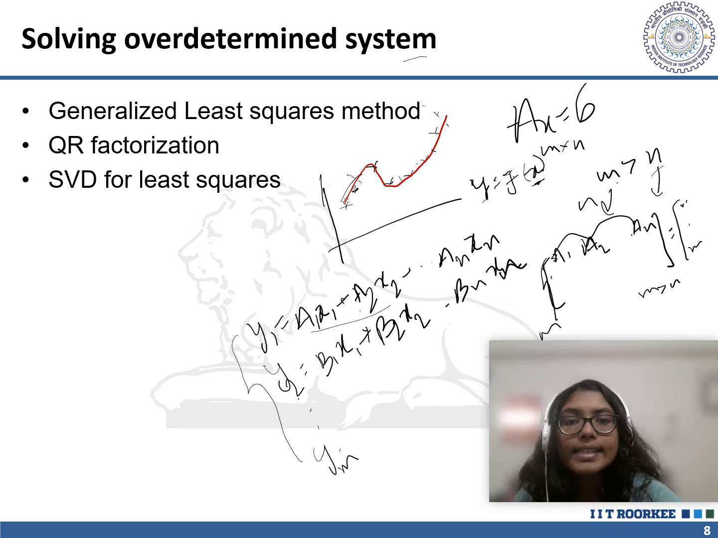The methods are the generalized least squares method, QR factorization for least squares, and SVD for least squares. We know SVD is singular value decomposition. These are the three methods we'll be using for solving an overdetermined system.